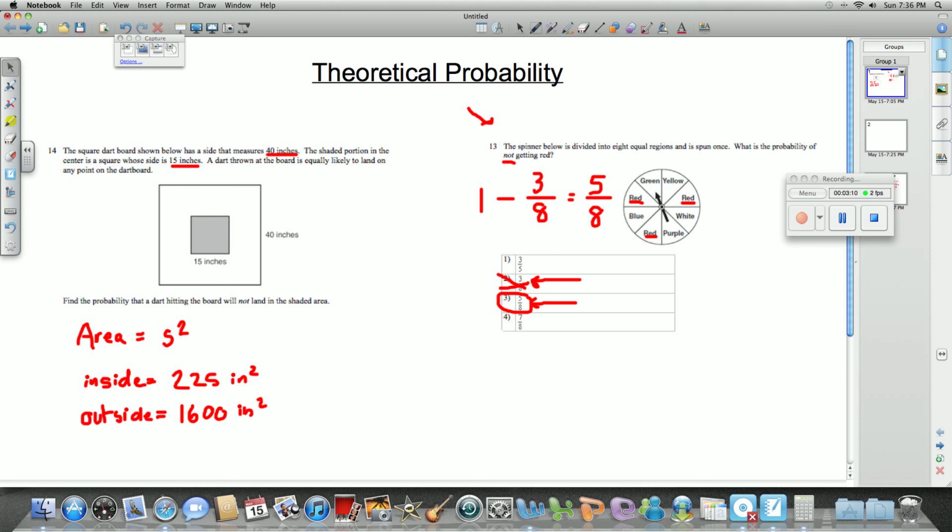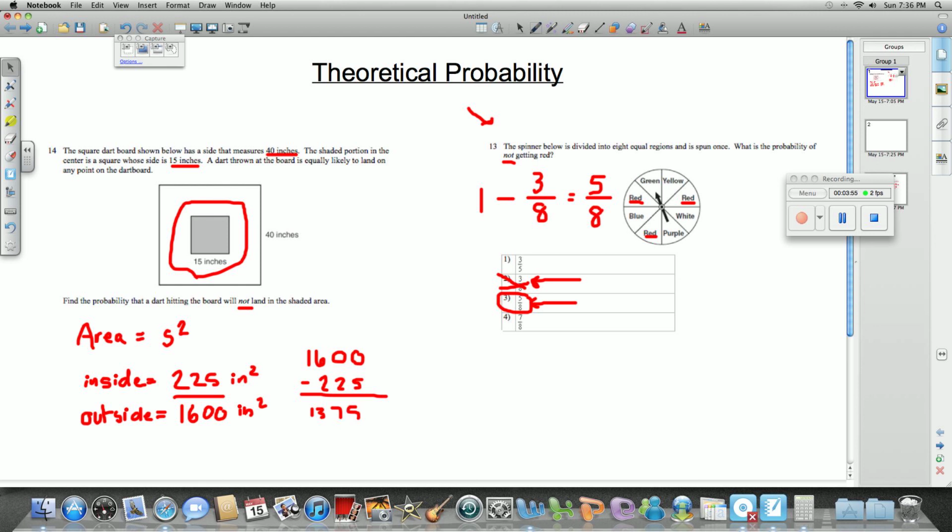So they want us to find the probability that a dart hitting the board will not land in the shaded area. So in this case, the shaded area is the inside, which is 225 over 1600. Now the chance of you not hitting it would be the complement of this, the rest of the cases, because we got all this area around here. So there's actually a bigger section that isn't shaded. Now if we subtract 225 from the total area, which is 1600, we're going to end up getting 1375.